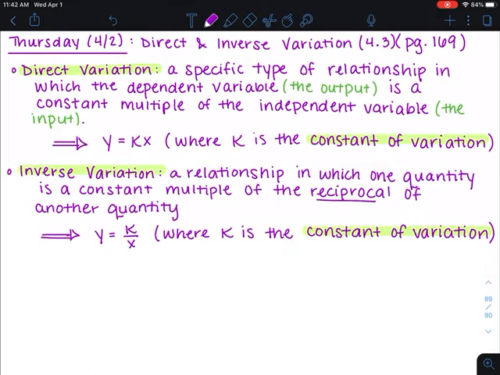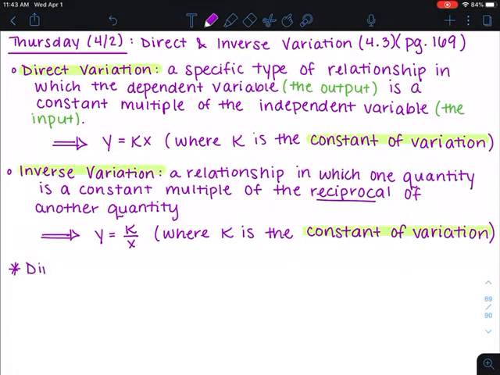It's still a relationship, but it's where one quantity is a constant multiple of the reciprocal of another quantity. Reciprocal is what makes this one different. So instead of it being y equals k times x, it's going to become y equals k divided by x. Okay? This is used when you're given tables of values and they want you to find the constant. You can also use it when you're given certain scenarios. You can solve for what you're missing.